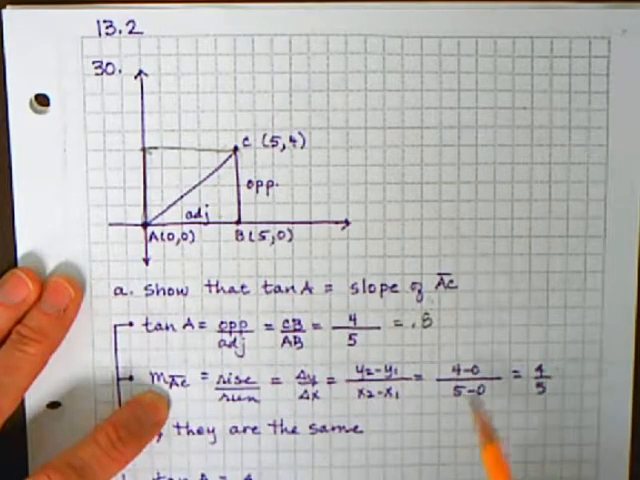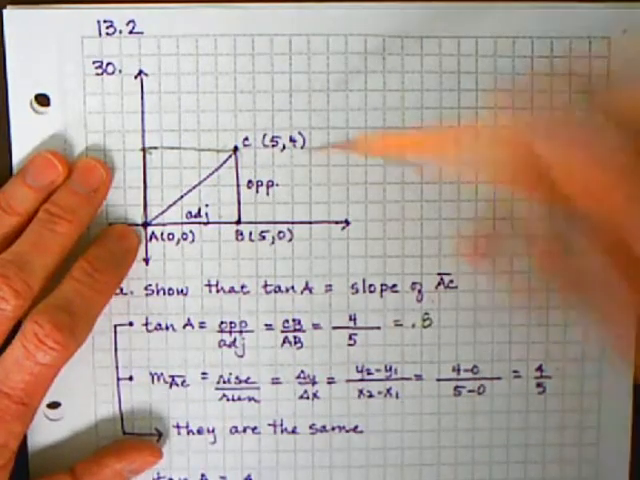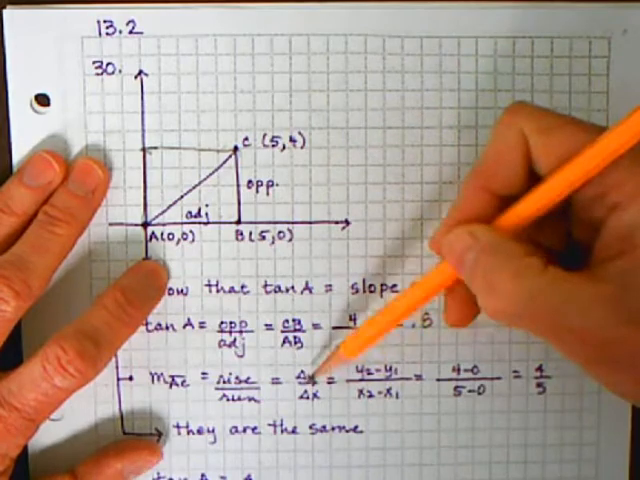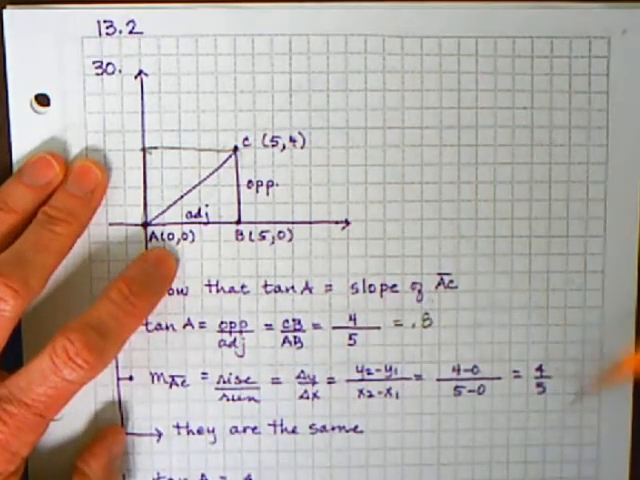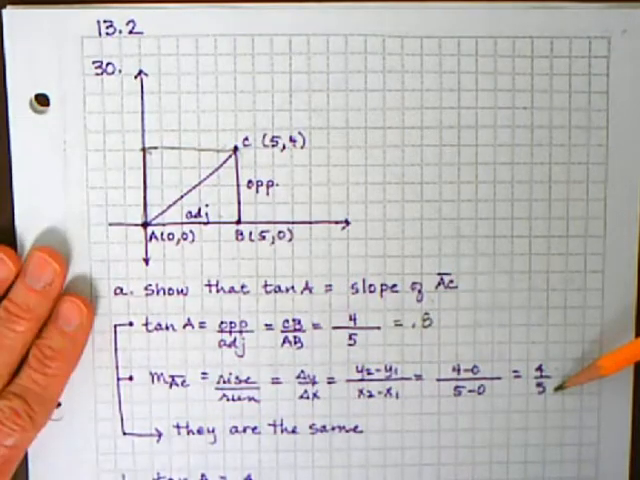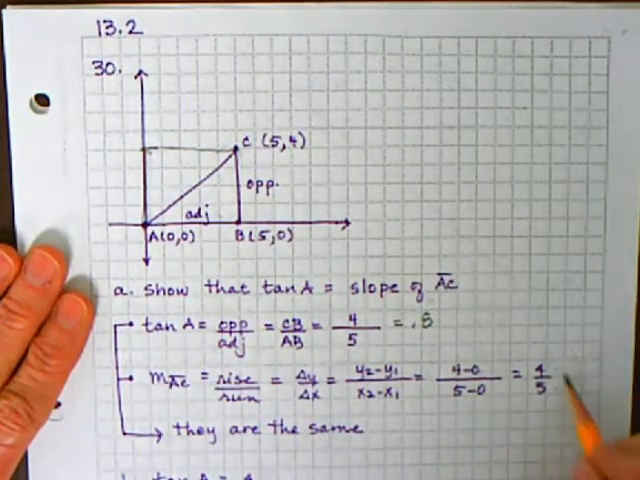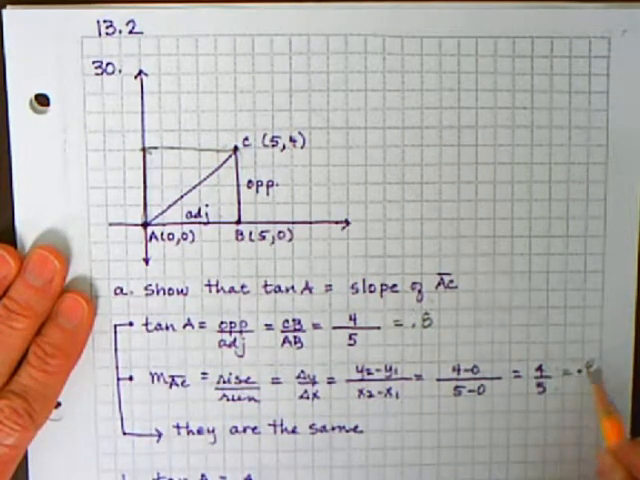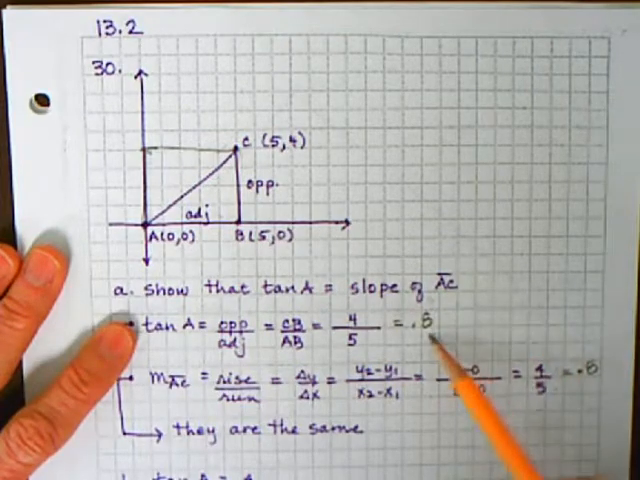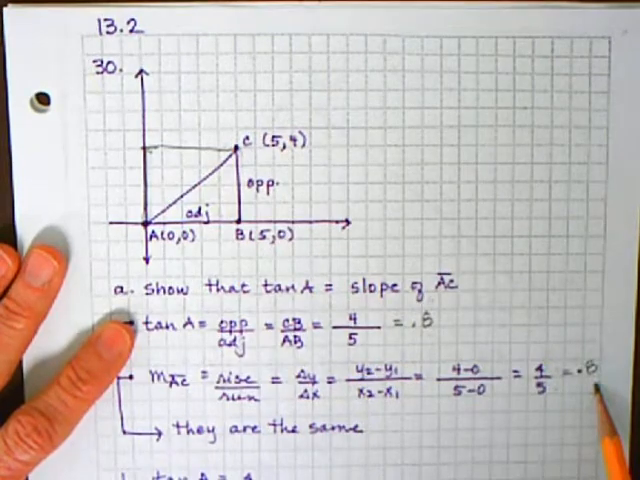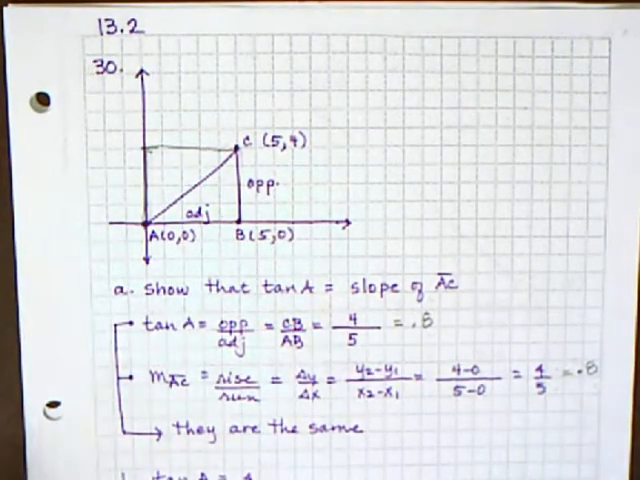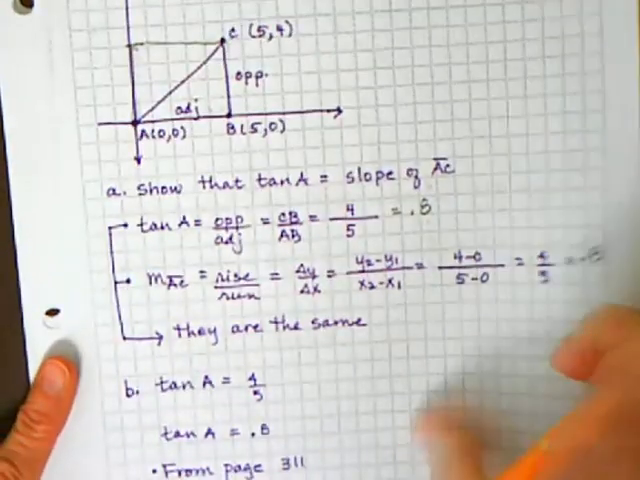I could also have just stuck the values into the formula, delta y over delta x, 4 minus 0 over 5 minus 0. So that's the slope, 4/5. And what I notice here is that the tangent of angle A, 0.8, equals the slope of AC, 0.8. So they're the same.